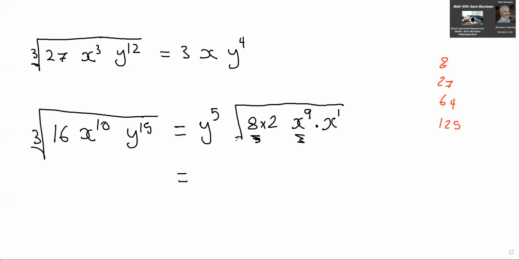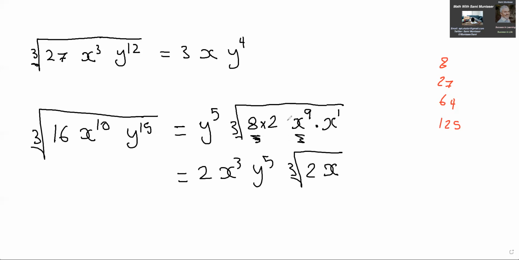So my answer will be the cube root of 8 is 2. The cube root of x to the 9, it's 9 divided by 3 is 3. So that makes it x to the 3. And we still have y to the 5 there. But unfortunately, the 2 and the x to the 1 have to stay in there because they're not perfect cubes and they cannot come out. So they have to stay in there.